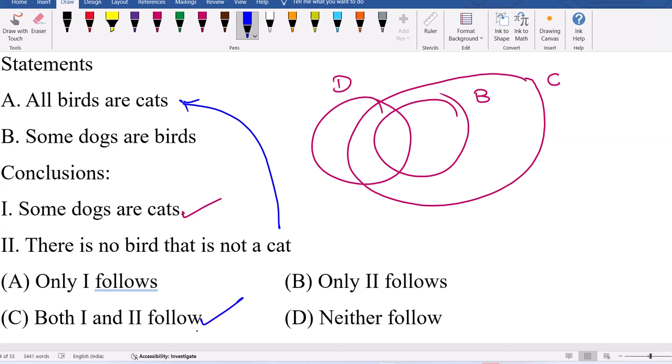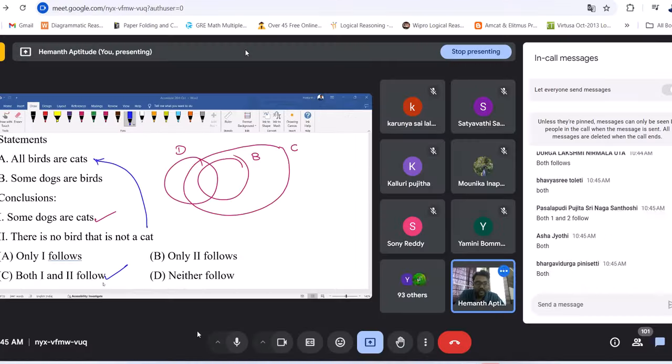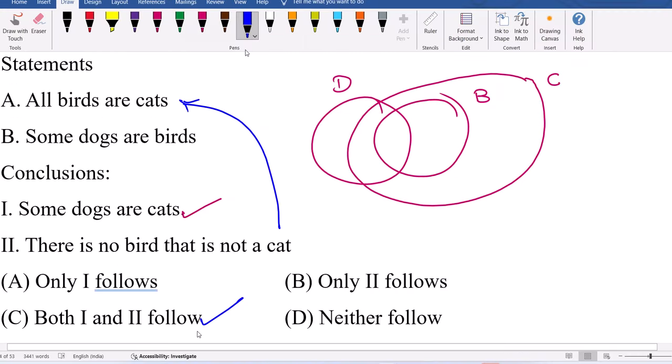All birds are cats, then definitely there is no bird that is not a cat. See, that's directly, you can see the diagram also. There is no bird that is not a cat. All birds are cats. It's not only one, Jayashree. Both follow for this question. Yes, perfect. Option C is correct.